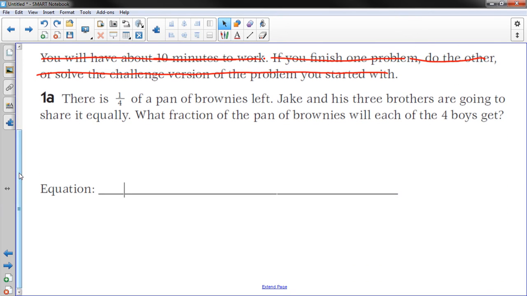So let's get started. 1A. There is 1/4 of a pan of brownies left. Jake and his three brothers are going to share it equally. What fraction of the pan of brownies will each of the four boys get?